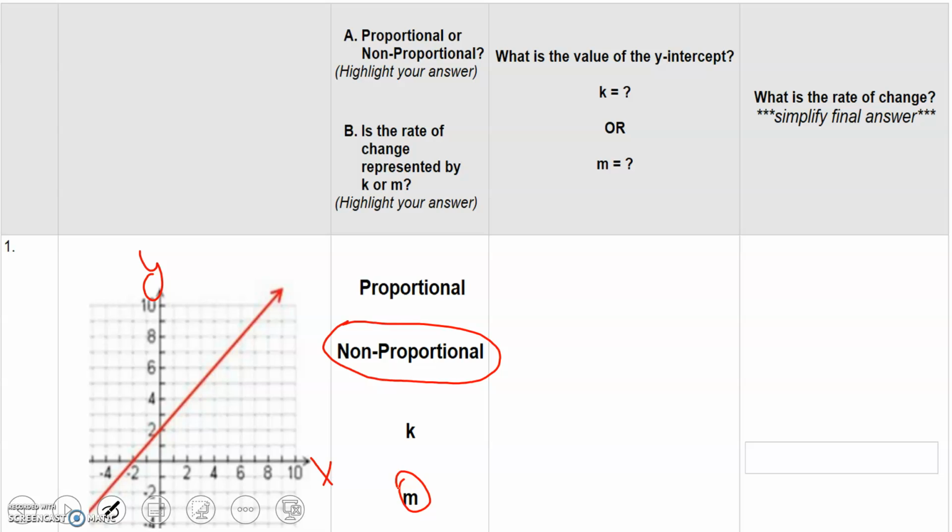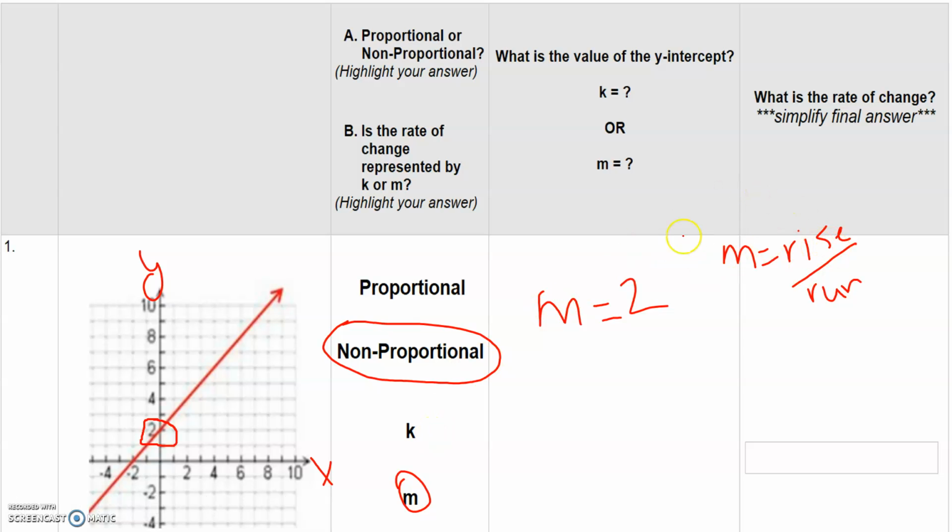Now, what is the value of the y-intercept? If I'm looking on my graph, I see my y-intercept is here, is 2. Now, what is the rate of change? When we're looking for m, or our slope, we are doing rise over run. So we're going to start on our y-axis with the given point.